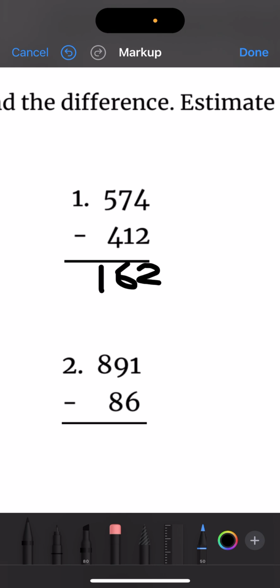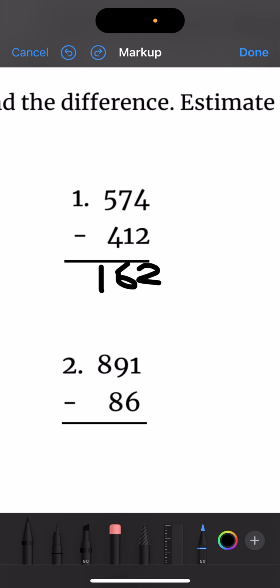If we estimate it, let's just look at the 2 digits right here. 7 minus 1 is 6, so 5 minus 1 is 4. That'd be 160, and that is pretty close.